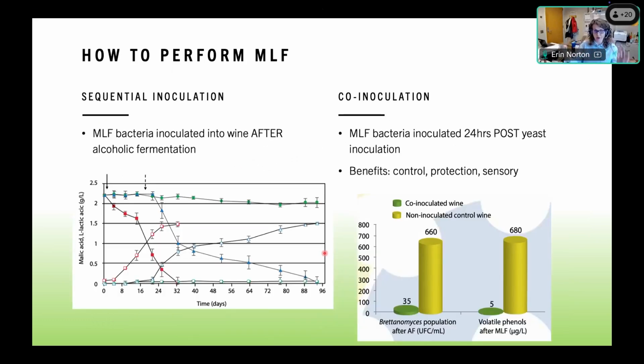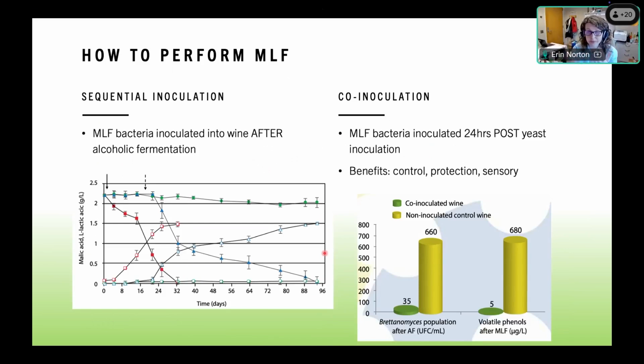So how can you perform an MLF? There are probably multiple different ways, but these are the two ways I'm going to talk about today: sequential inoculation or co-inoculation. Sequential is when you do your alcoholic fermentation first, you wait for that to finish, and then you do your malolactic fermentation. That's the traditional way of doing it.